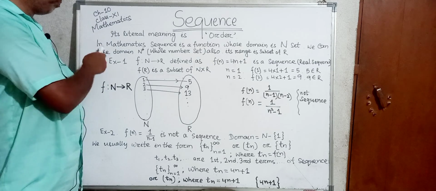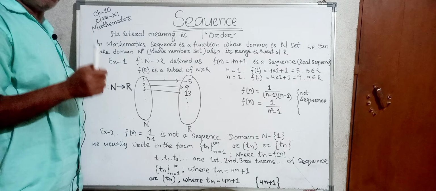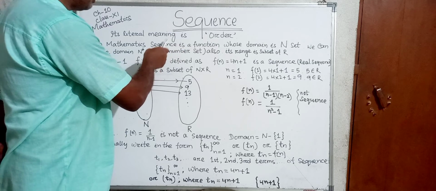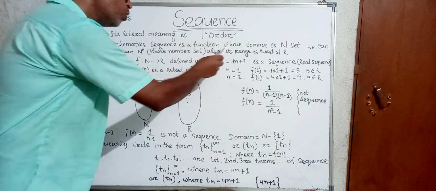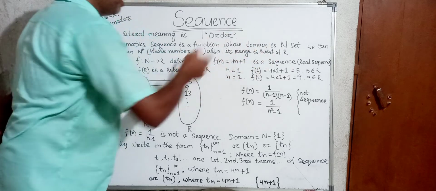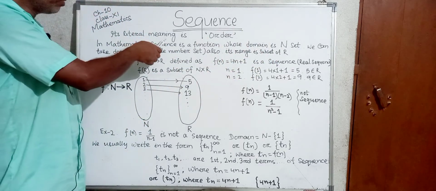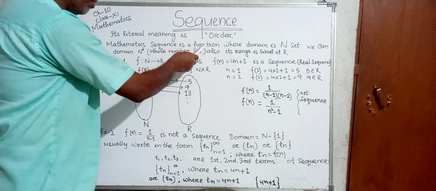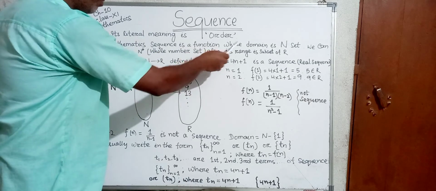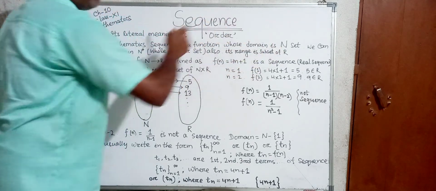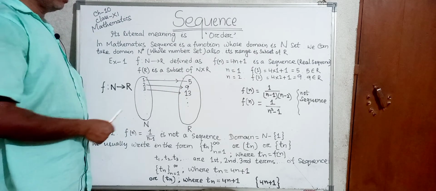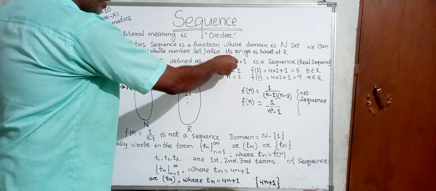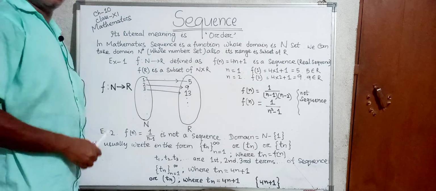But in mathematics, something is different. In mathematics, a sequence is a function whose domain is the N set. Understand? Sequence is a function. What is the condition? Domain is the N set. And the other condition is its range is a subset of R, the real number set.